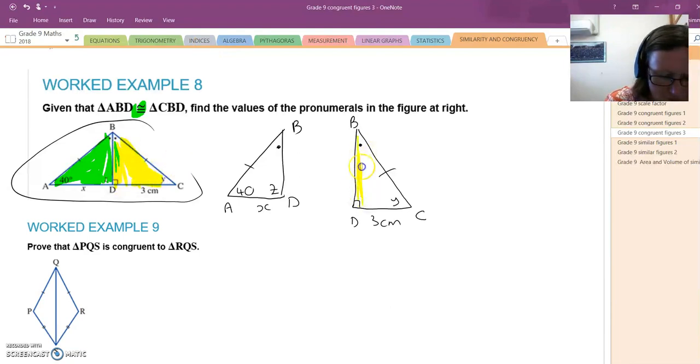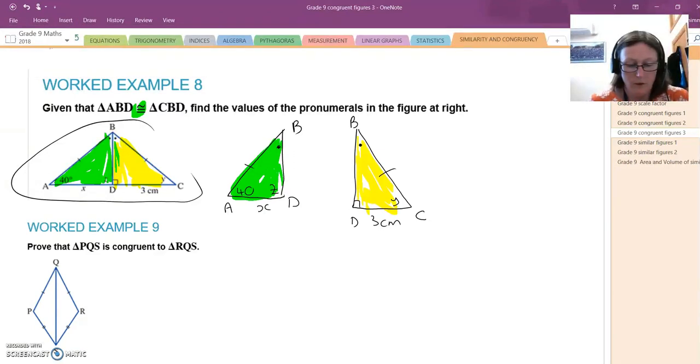So I've split these triangles up and drawn them across here. I've actually just separated them so we can see them apart. We are told that they are congruent. Given that they are congruent, we're asked to find the values of the pronumerals. Okay, let's look at what we know.